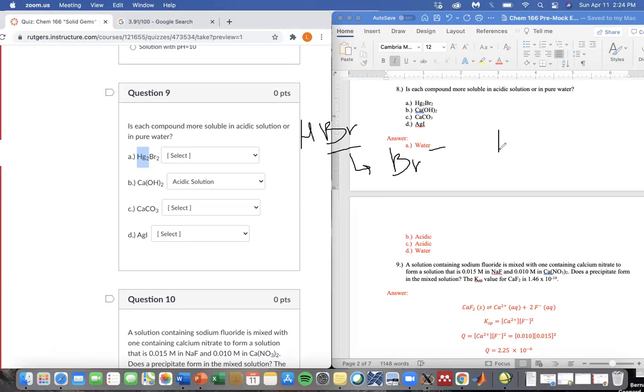But the Hg, the mercury, would be part of a weak base by itself, so then it would become a weak acid. And so because it's already part of a weak acid, if you add it to an acidic solution, it's kind of the common ion effect. And so it'll actually be more soluble in water than it would be in an acidic solution because it acts as a weak acid already. And so the answer for that one is water.